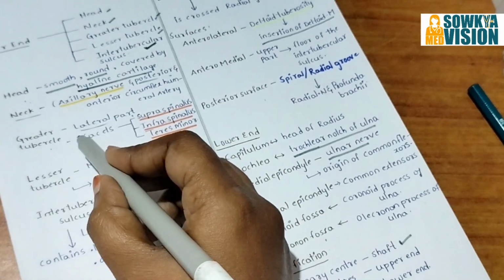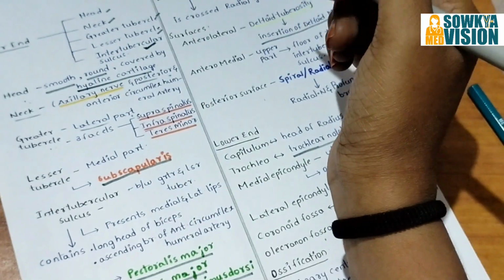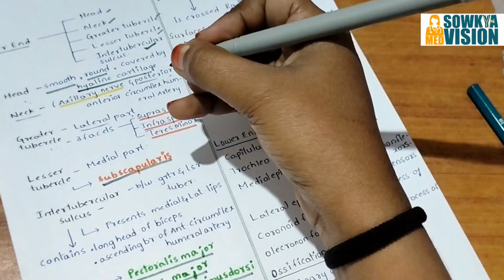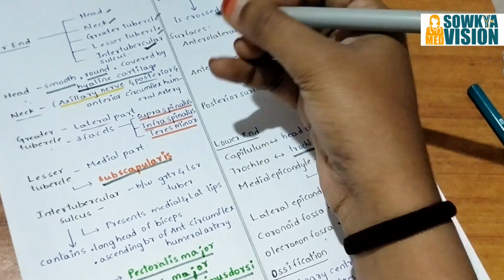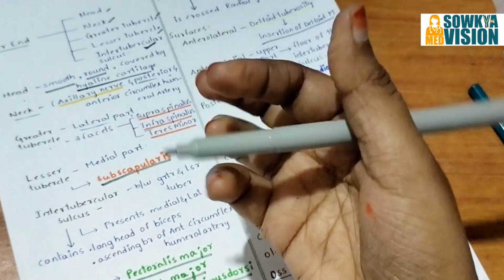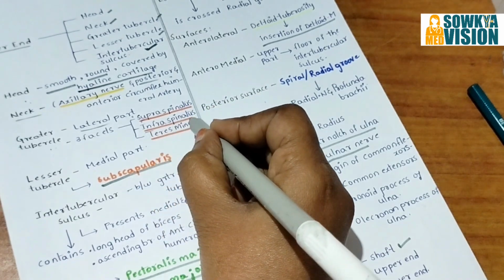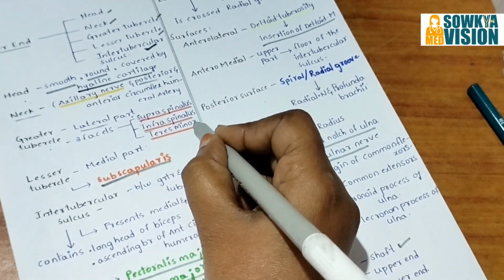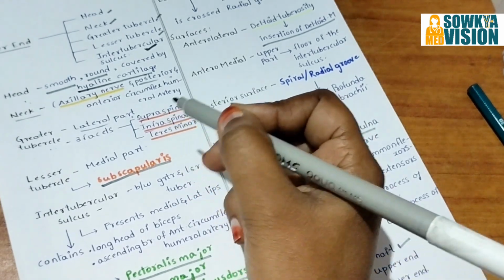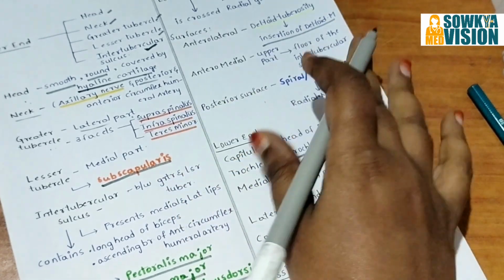The greater tubercle presents three facets. Facets for what? For attachment or insertion. These three facets are for the attachment of three muscles: supraspinatus, infraspinatus and teres minor. There is one more muscle, teres major, but here it is teres minor that gets attached. Let's see.